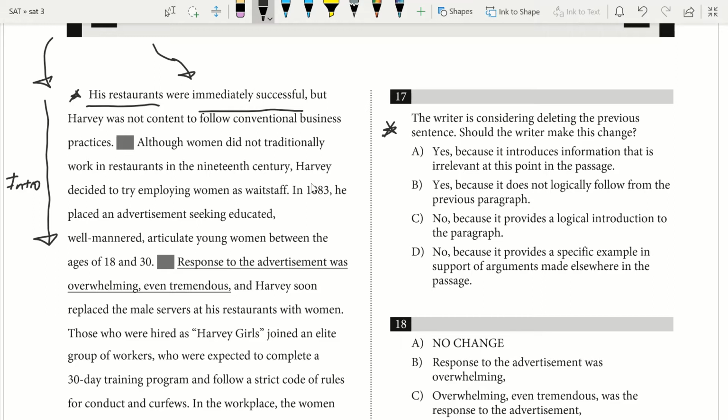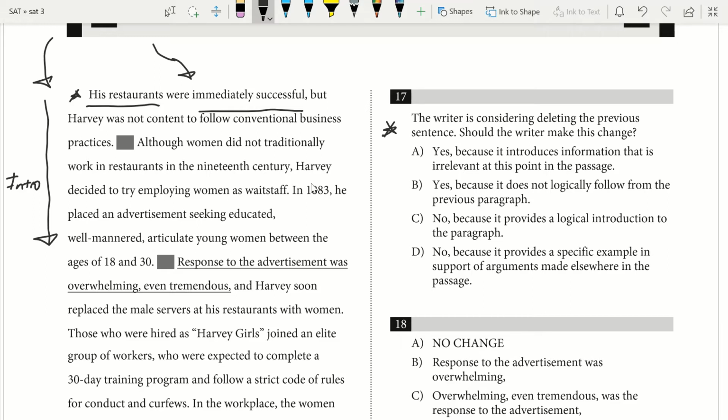So we have, although women did not traditionally work in restaurants in the 19th century, Harvey decided to try employing women as waitstaff. In 1883, he placed an advertisement seeking educated, well-mannered, articulate young women between the ages of 18 and 30. Response to the advertisement was overwhelming, even tremendous. Alright, well when I read this, what I see, I have overwhelming, even tremendous. That's repetitive. Those two words are too similar. We don't need both of them.